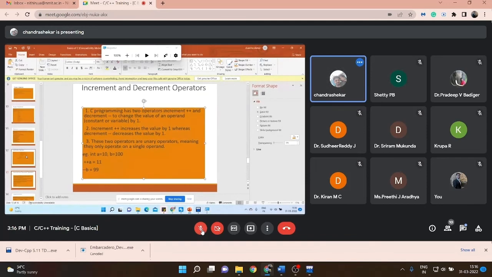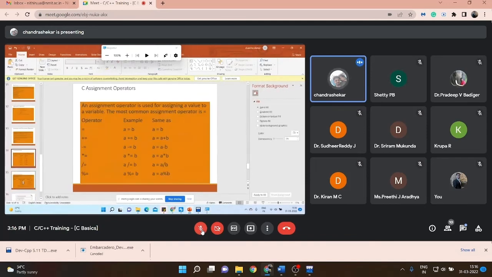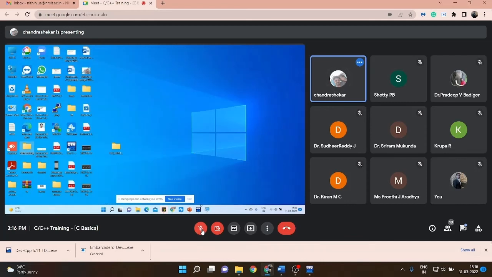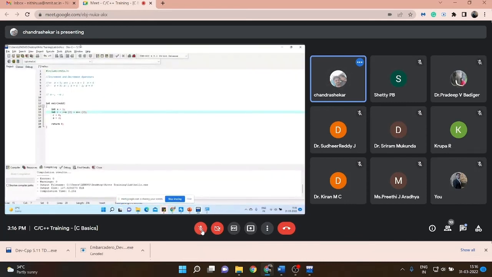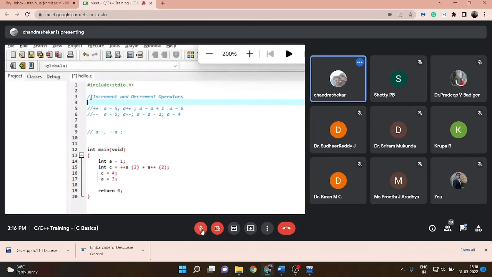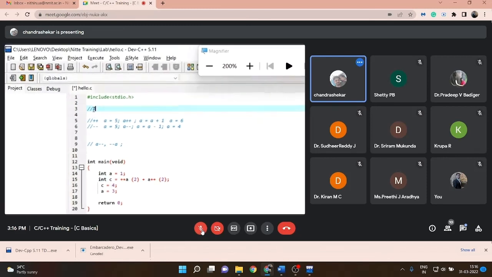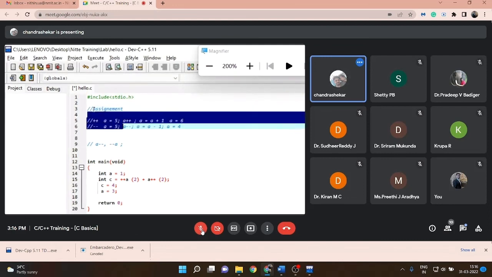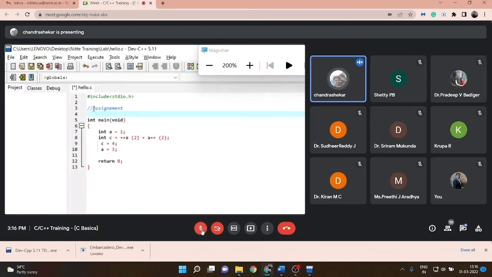The next one is the assignment operator. The assignment operator is very simple. These many assignment operators we can remember. For example, I'll show you in C++. This is the assignment operator. It assigns the value from right side to left side.